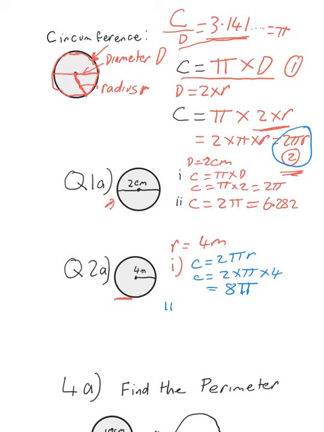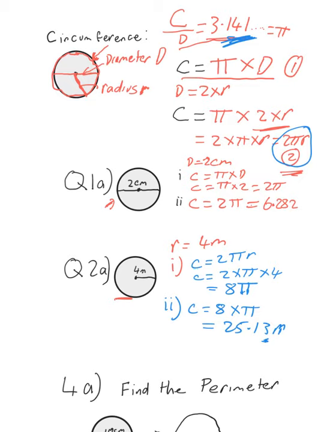Then part 2 is to actually do the calculation. C equals 8 times pi. Do that on a calculator and we get 25.13 metres. You might get 25.12 depending on whether you use the pi button on your calculator or just this number up here.